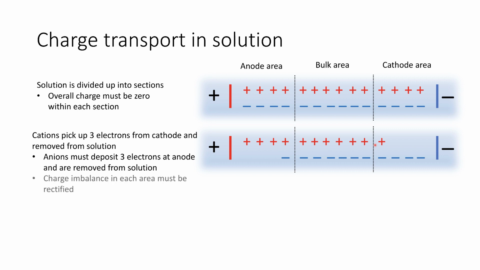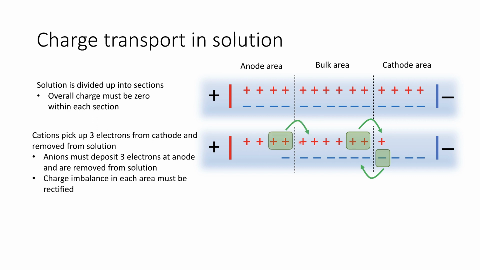So we need to rectify this charge imbalance in each area. The bulk area is still charge balanced, but the anode area is not, and neither is the cathode area. So it would seem sensible that the rectification of charge comes from the bulk. So how does this happen? Well, we've said that the cations are considerably more mobile than the anions. So let's say they flow twice as fast. So we would expect 2 cations to flow in here to make a 3+, and we would get 1 anion flowing out of this area into the bulk, giving us an overall 0 charge in the cathode area.